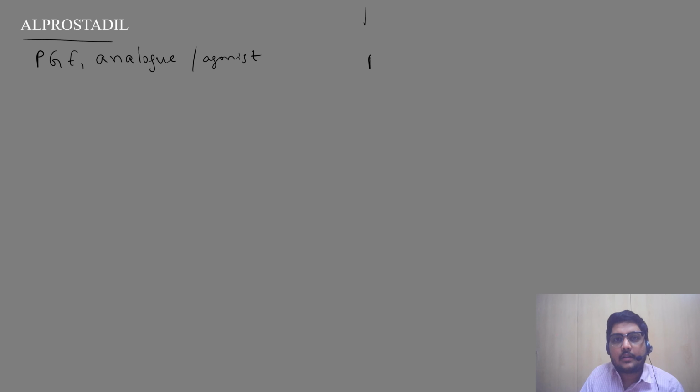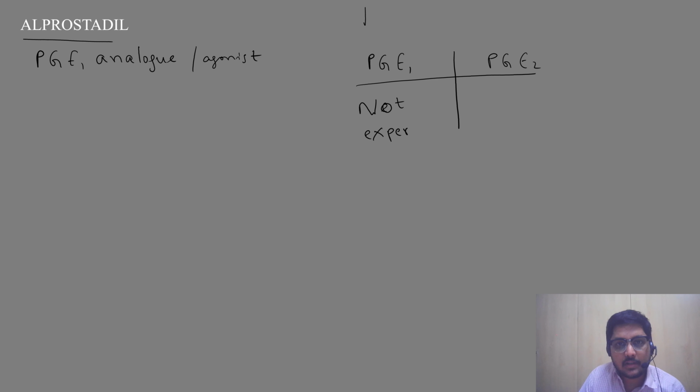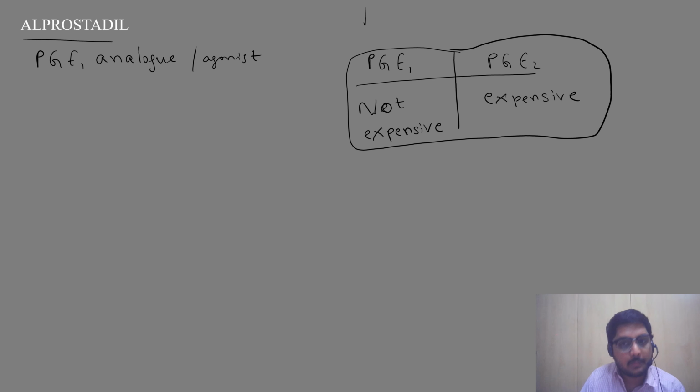Because when we compare PGE1 with PGE2, one of the main differences is that PGE1 is not an expensive thing. It is totally synthetic, purely synthetic. PGE2 is an expensive drug. This is the main difference during application, which we should remember. This PGE1 analog alprostadil has many uses.